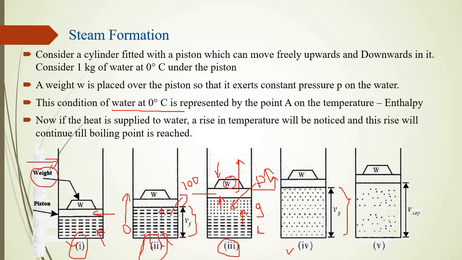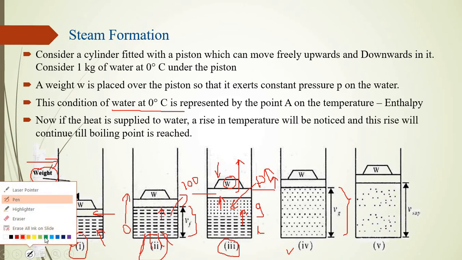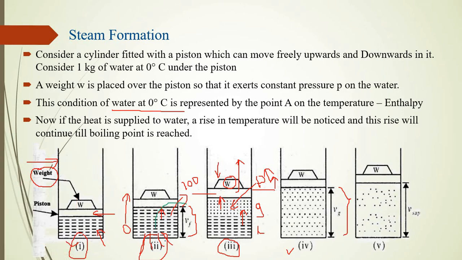Here is a complete liquid, so we can say it is the volume of fluid. And here it is completely gas form, or completely steam form, so we say it is the volume of gas, and the piston moves in an upward direction. There is no particle of water.